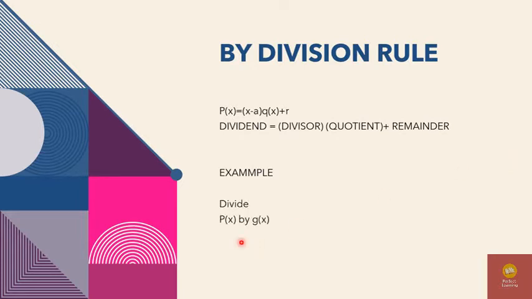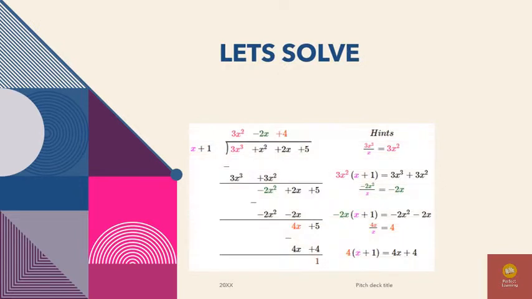Divide p of x by g of x. Let p of x be 3x cube plus x square plus 2x plus 5, and let g of x be x plus 1. Let's solve this now. When we multiply x into 3x square, the answer is 3x cube. Here the symbol changes, minus 3x cube.